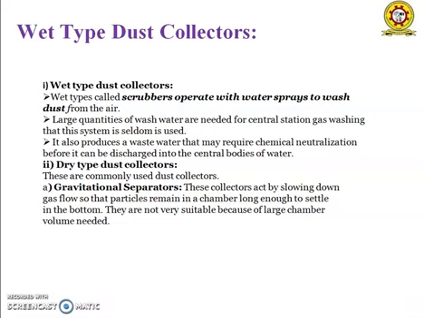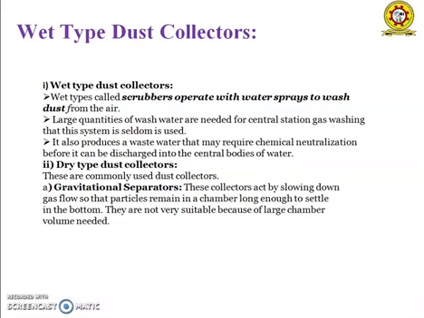And the second one is the wet type dust collectors. Mechanical dust collectors, wet type. Wet types are also called scrubbers, which operate with water spray to wash dust from the air. Such large quantities of wash water are needed for certain station gas washing that this system is seldom used. It also provides wastewater that may require chemical neutralization before it can be discharged into natural bodies of water.